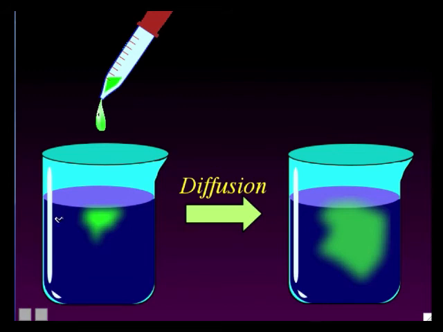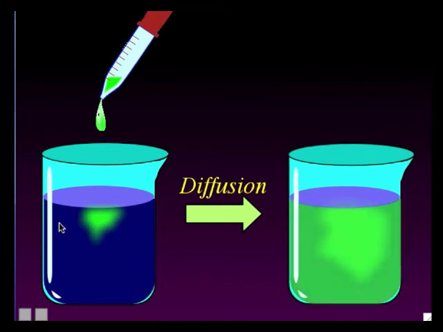Well, it's not just green ink molecules. All molecules, including oxygen molecules and CO2 molecules, just naturally want to diffuse. It's just the natural process that all molecules want to do. And so that's what moves oxygen into your blood and out of your blood, and CO2 out of your blood and into your blood. It's just those molecules are always diffusing from high concentration areas to low concentration areas.